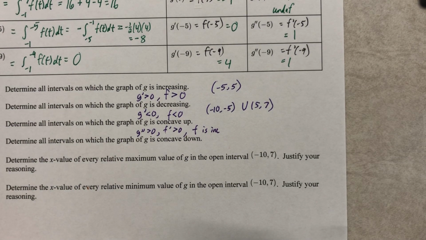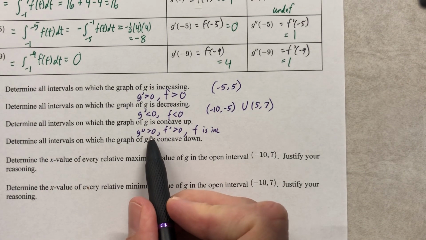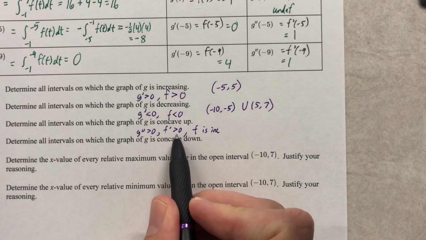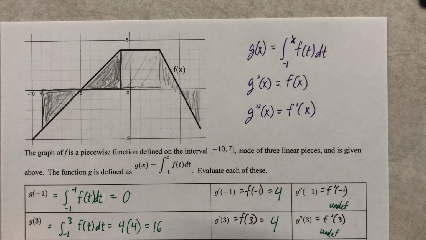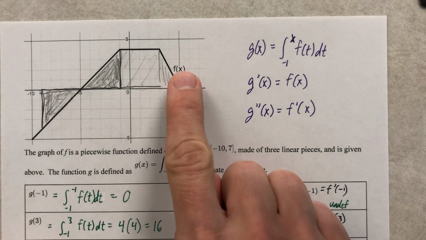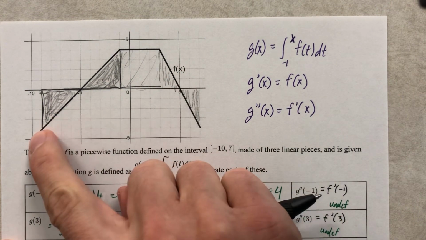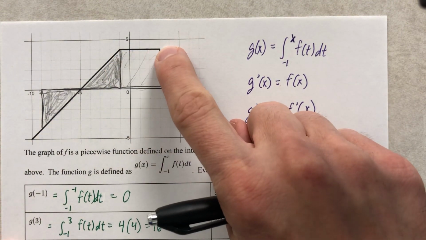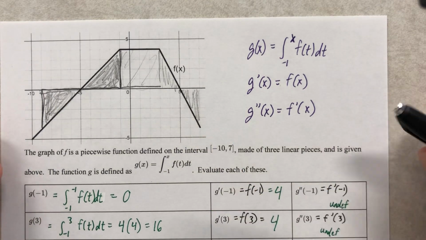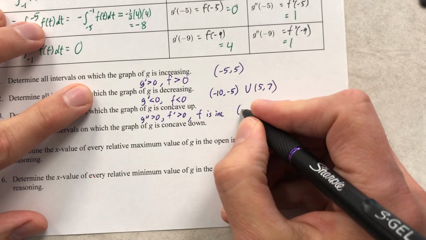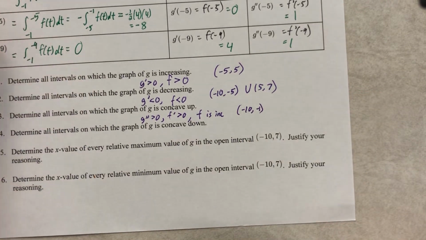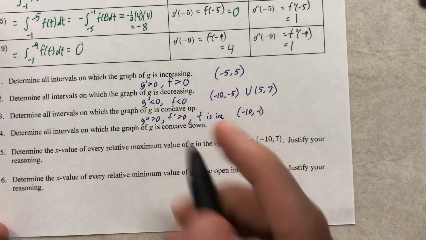I want to know everywhere that this graph is increasing. That's really what it's asking. g double prime is positive, so f prime is positive. Well, okay, that's great. This is not the graph of f prime. But what I'm saying is, where is the slope of this thing positive? Here, not here, not here. So -10 to -1.